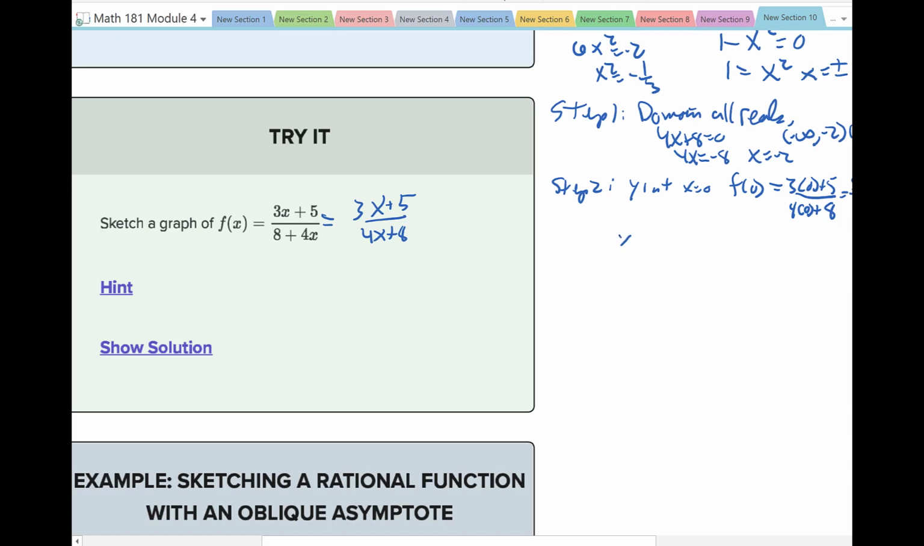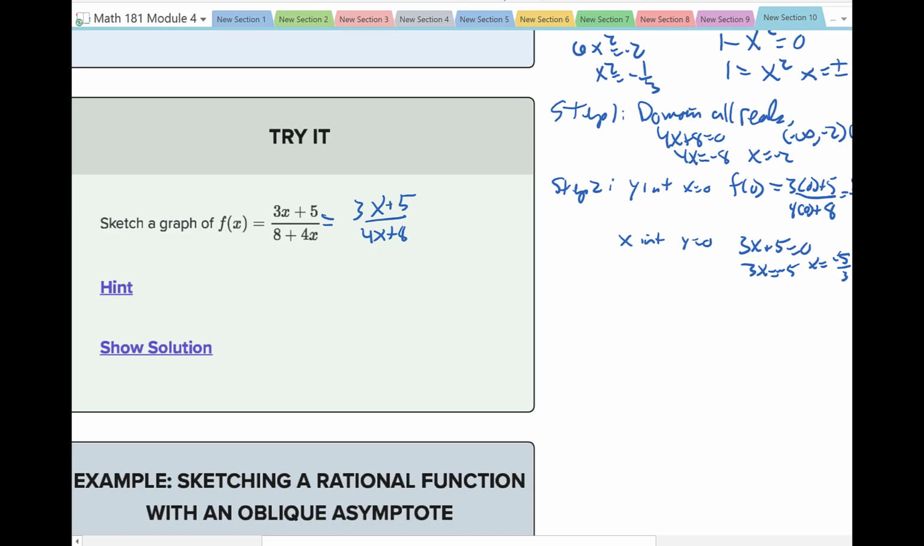And the x-intercept occurs when y equals 0. So we just set the numerator equal to 0. So 3x plus 5 equals 0. 3x equals -5. X is -5/3. So that's at -5/3, comma 0. We use that when we go to graph it.